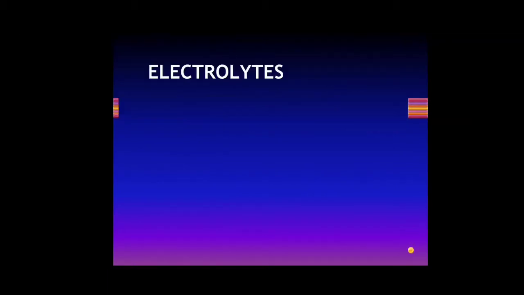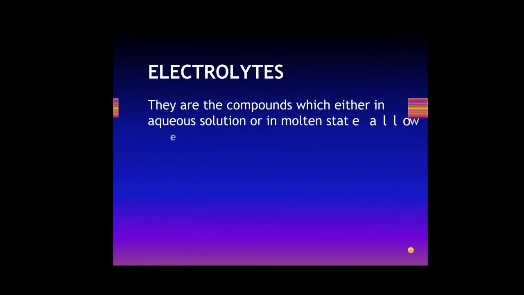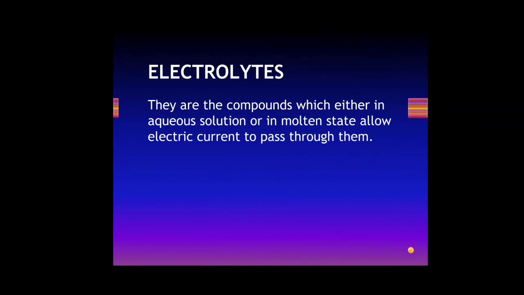Now let us see the next topic, that is electrolyte. To know electrolysis, first we will start with one topic, that is electrolyte. So what's an electrolyte? What are electrolytes? Electrolytes are compounds which are either in aqueous solution or in molten state. They allow electricity to pass through them.